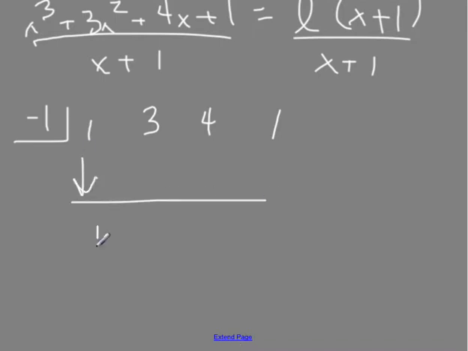We're going to take this 1 and drop it down. 1 times a negative 1 is negative 1. 3 plus a negative 1 is 2. 2 times a negative 1 is negative 2. 4 plus a negative 2 is 2. 2 times a negative 1 is negative 2. And then we have a remainder of negative 1. So then we can do our remainder here, do our constant, our x, and our x squared.